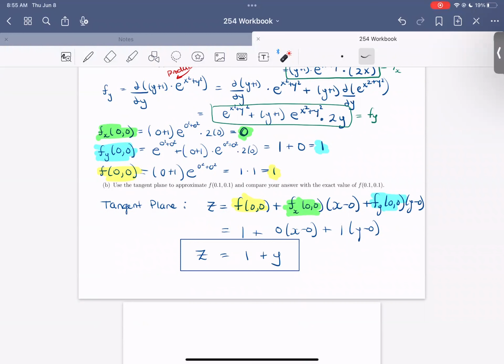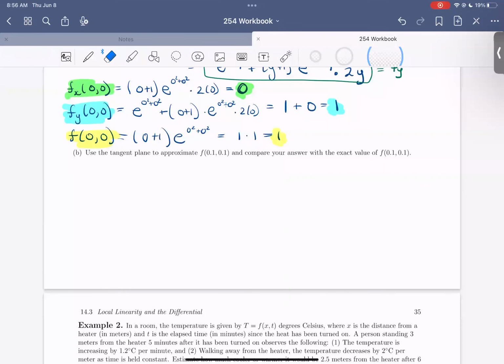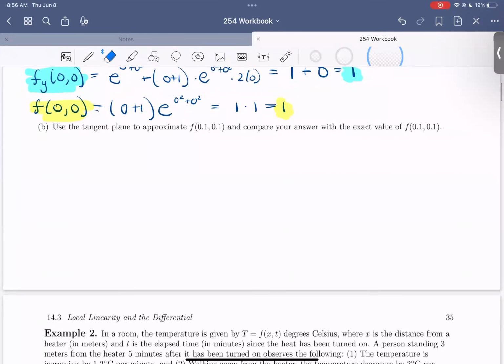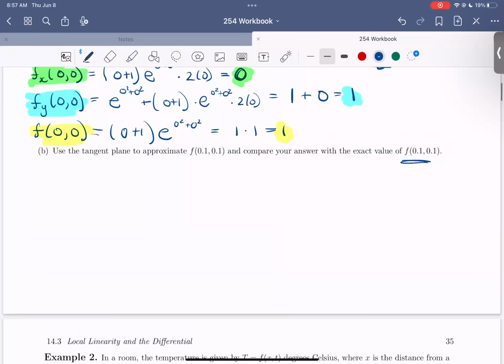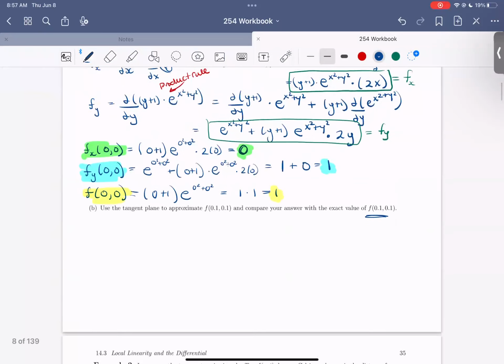All right, so now let's take a look at part B. And first I'm going to clean up my work a little bit here so we have some room to play with. So in part B, we're asked to use the tangent plane to approximate f of 0.1, 0.1, and compare your answer with the exact value of f.